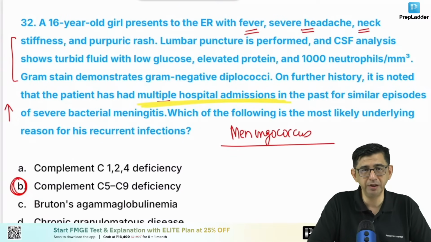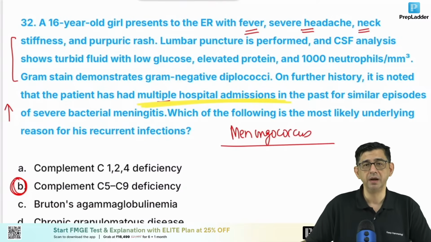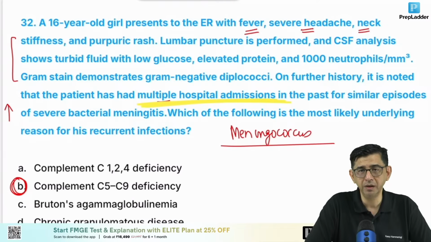You obviously have to read the whole question, I agree to that. But had I read this line right away, then my chances of getting this question right would have been perfectly okay. Then another condition that is mentioned here is Bruton agammaglobulinemia. In this condition, as the name suggests, B cells would be totally absent.